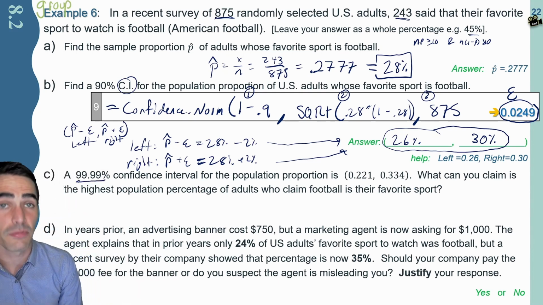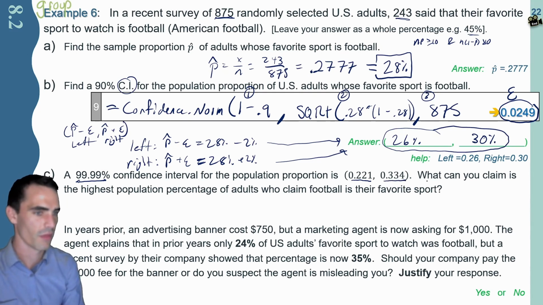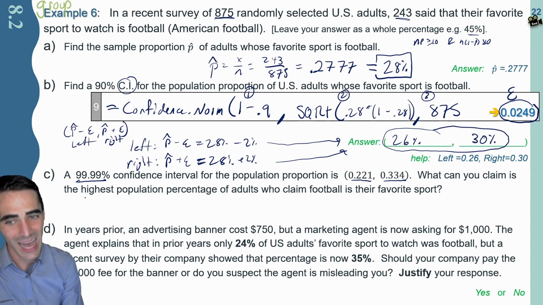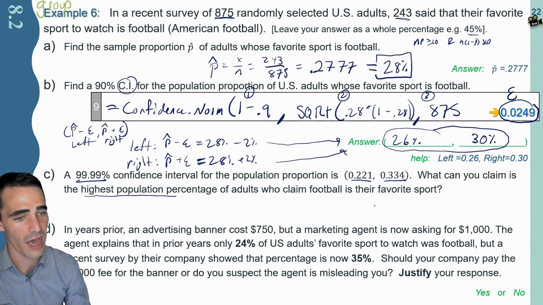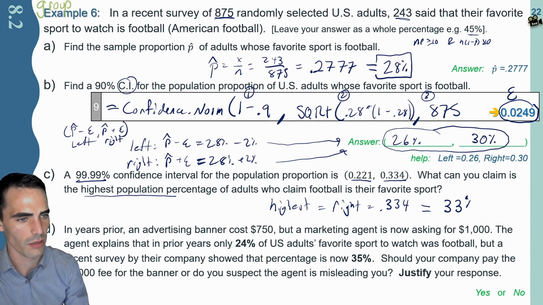And let's look at a 99% confidence interval. So somebody did it for us. A 99% confidence interval for the population proportion is 0.221, that's the low end, 22%, all the way to 0.334, that's 33%. What can you claim is the highest population percentage of adults who claim football is their favorite sport? Well, the highest one I can imagine is going to be that right endpoint, which is 0.334, or they want a percentage, and so I'll write it as 33%.